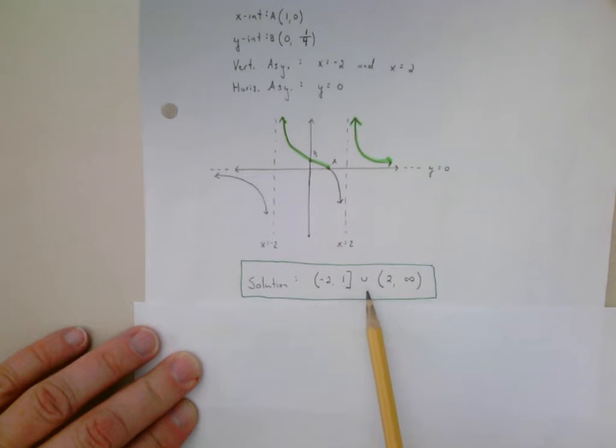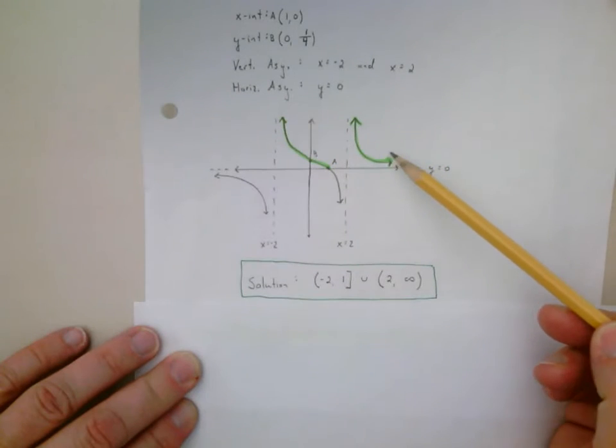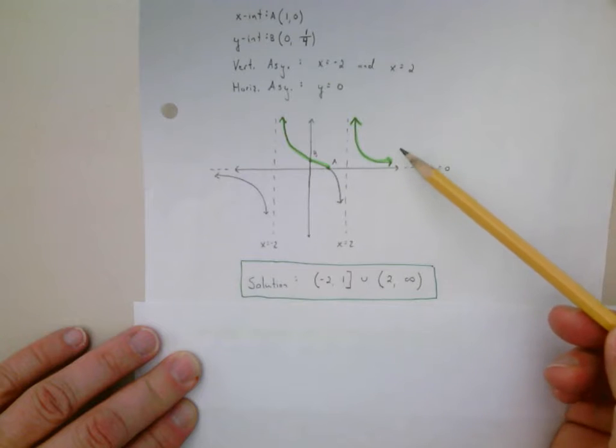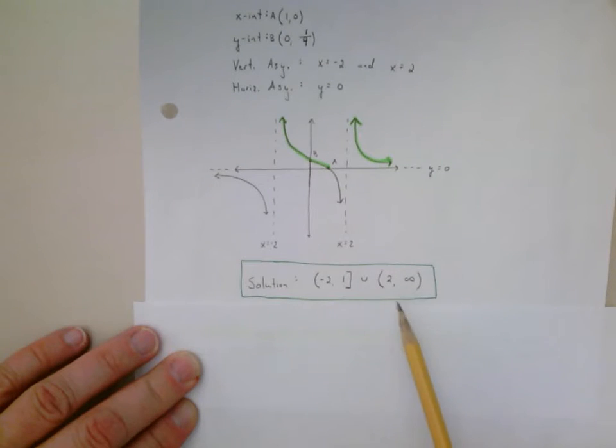Our solution set contains a union with the second interval, the open interval 2 to infinity. That's this portion of the curve here. This is obviously going to be an open interval. 2 is not in our domain. It's the value of the vertical asymptote. And infinity, of course, is not a value that we can equal.